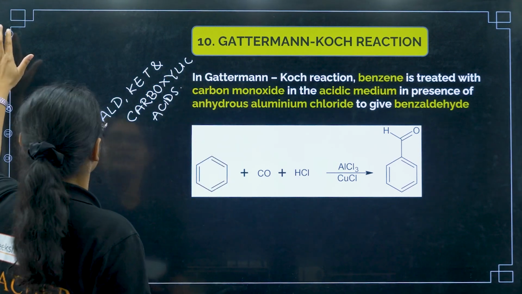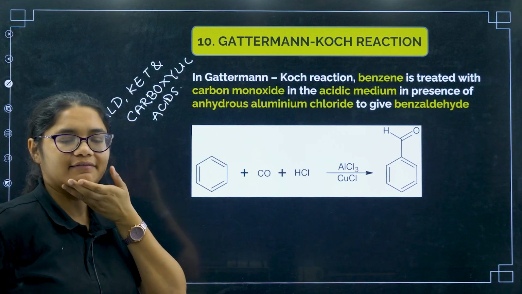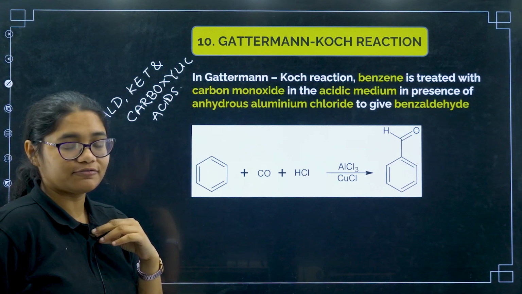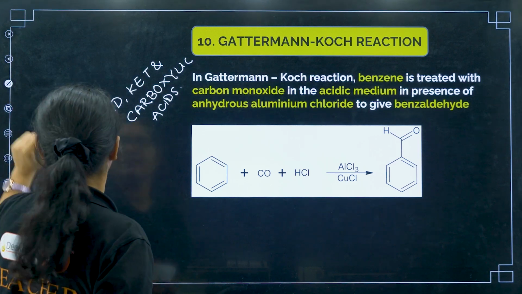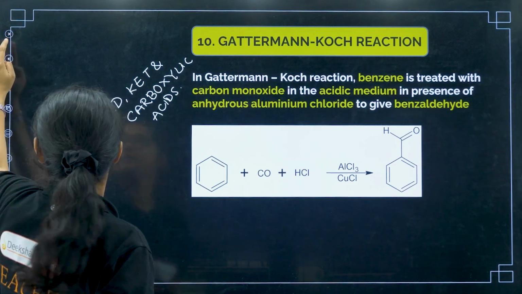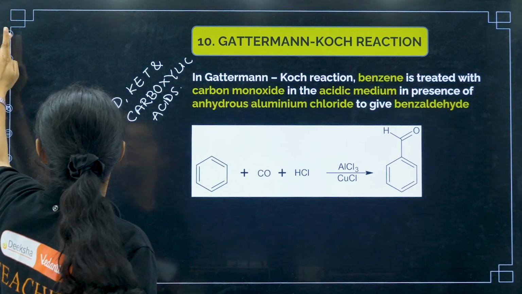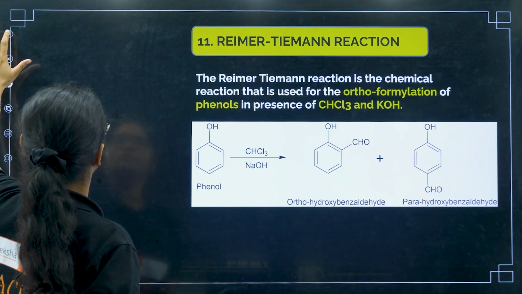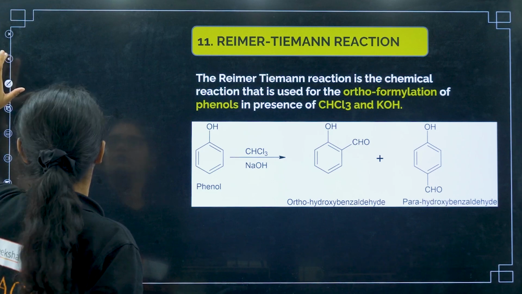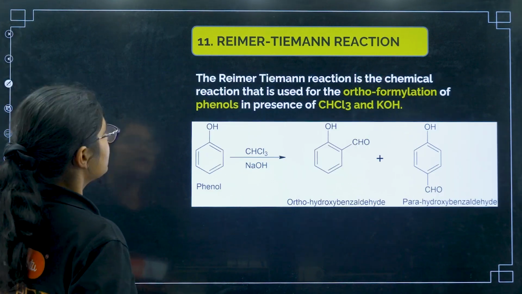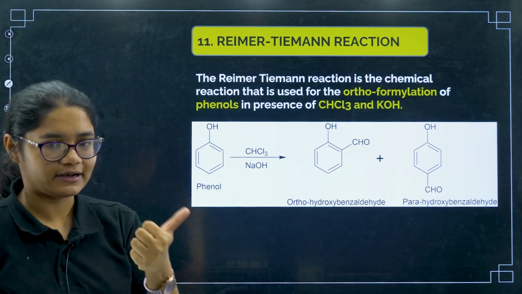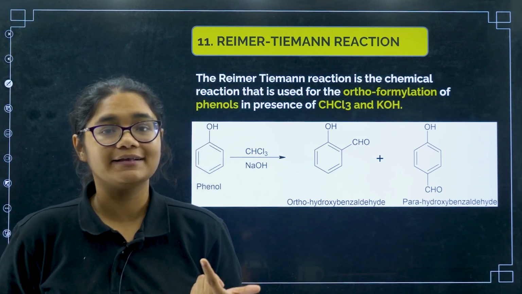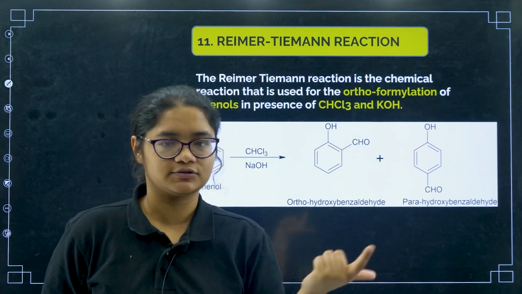Next we have the 11th one. After G, do we have any reaction on H? I think yes, we have Hoffmann bromamide degradation, but I added that reaction later. I have left it here and added it towards the end. Then K, we have our Coles reaction, that is also there at the end.